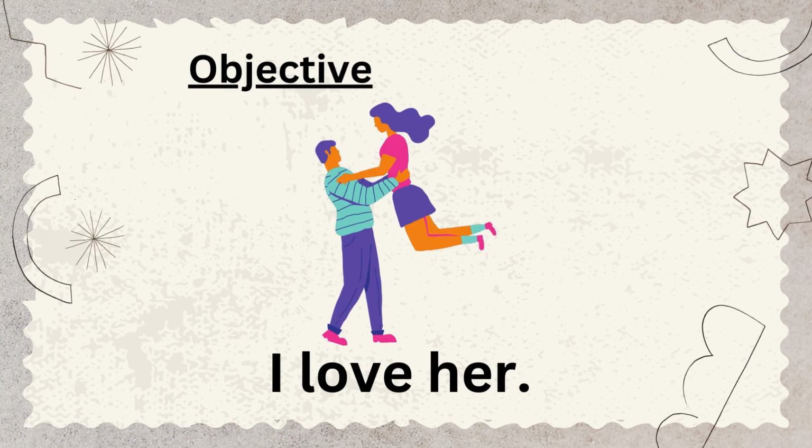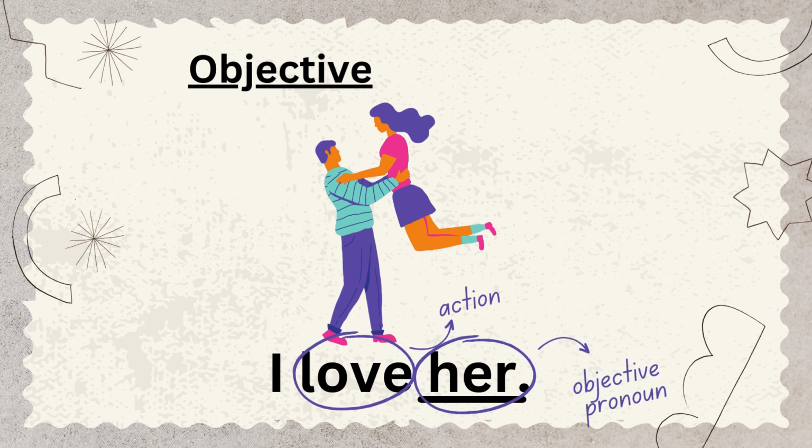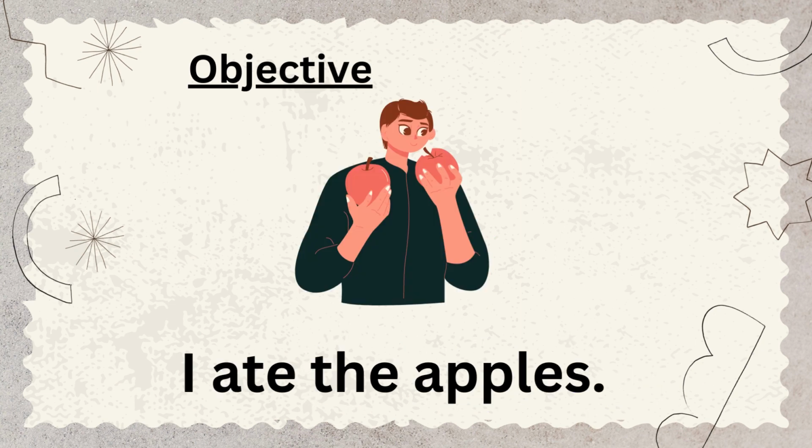Now, let's take a look at the objective pronouns. Me, you, him, her, it, us, you, them. These are the pronouns receiving the action. I love her. Love is the action, so who receives the love? Her, objective pronoun.